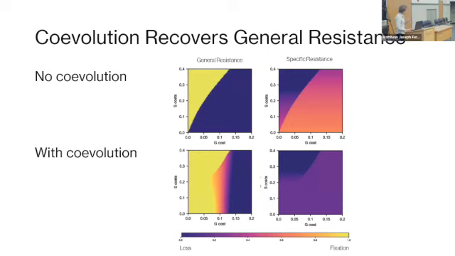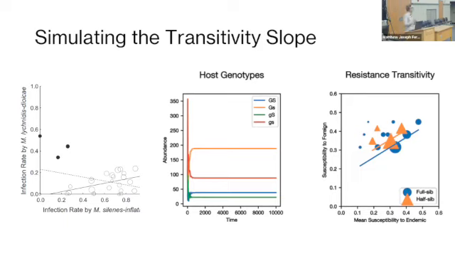And overall, we recapitulate this general trend of positive transitivity. We also are able to maintain some of these outliers, as I described before, that are more susceptible to the foreign pathogen than the endemic pathogen. We can do this by maintaining individuals that have specific resistance, but not general resistance. And one really interesting thing that came out of this is, so far, all of the results I've shown have been assuming some intermediate level of recombination between general and specific resistance. But it turns out that that is highly consequential to our simulation results.